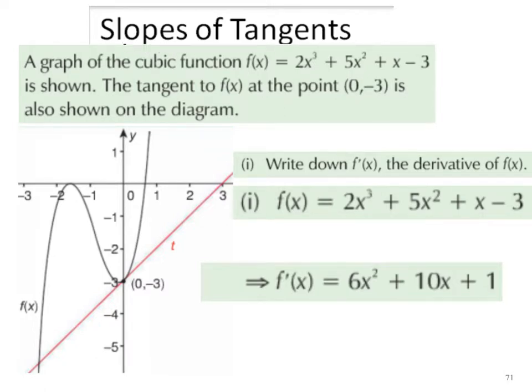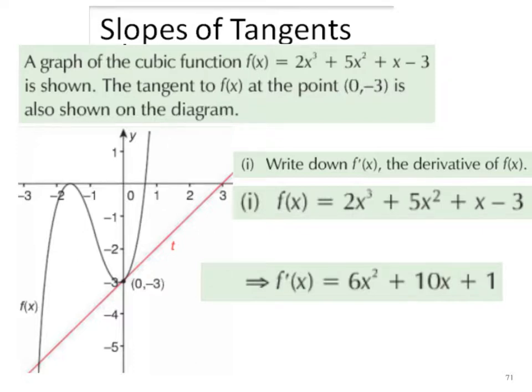Slopes of tangents. A graph of the cubic function f of x is equal to 2x cubed plus 5x squared plus x minus 3 is shown. So this has an x cubed in the function, and it is the highest power of x. So we have a cubic function, which is an S-shaped graph.